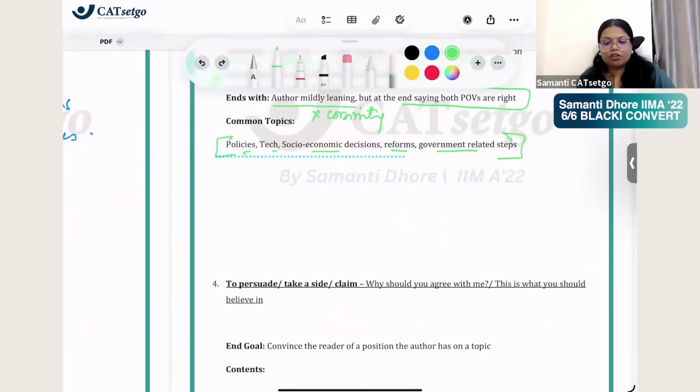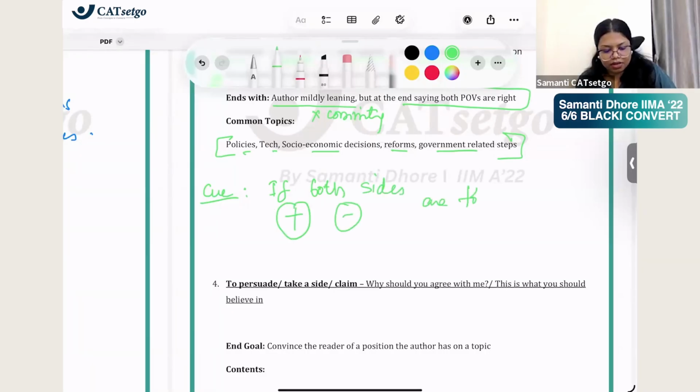Here the cue is what? As I told you, the cue is if both sides, positive and negative, are told. If you have both sides, positive and negative, told about any topic, you should be sure that this is analyze and evaluate thinking. Are we clear till now? I want to see hands so that I know that everybody is in line with whatever I'm saying so far. Very good.